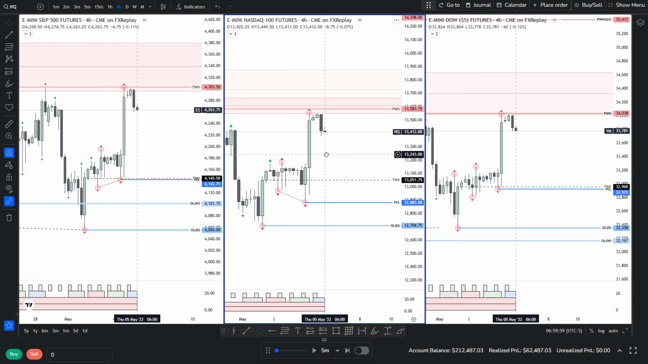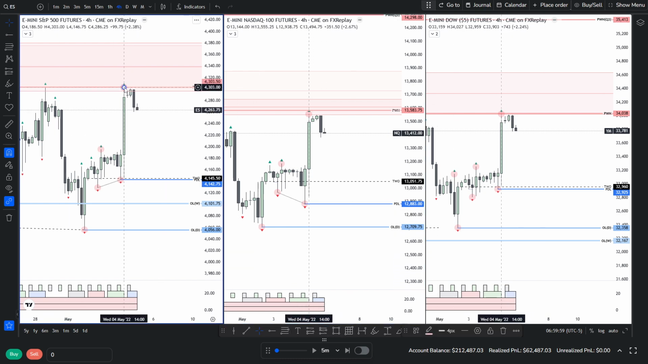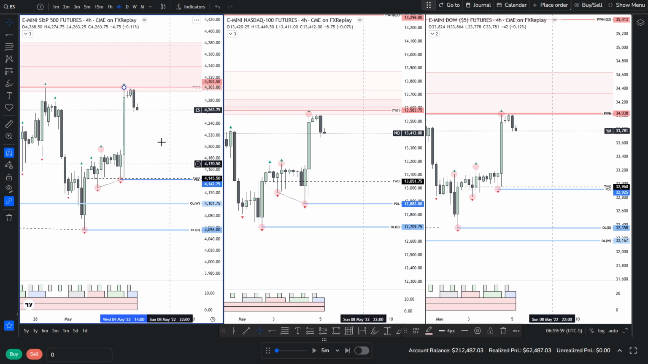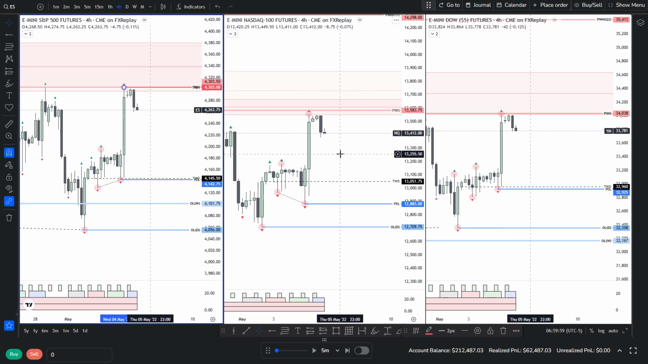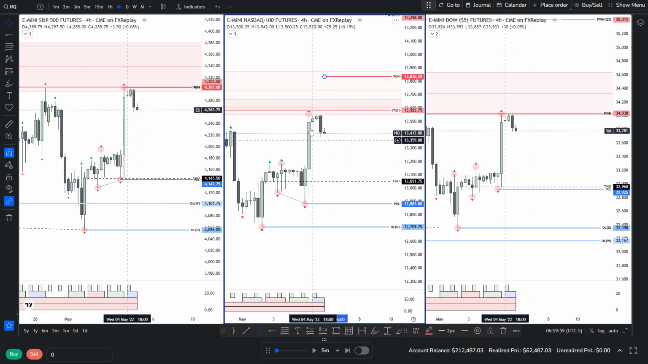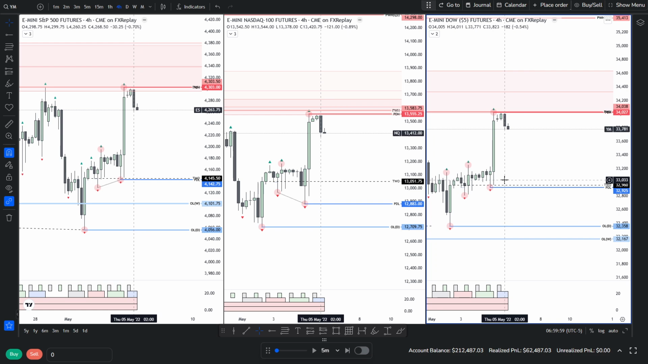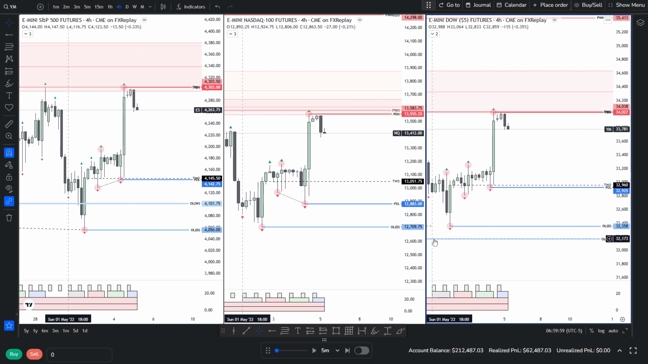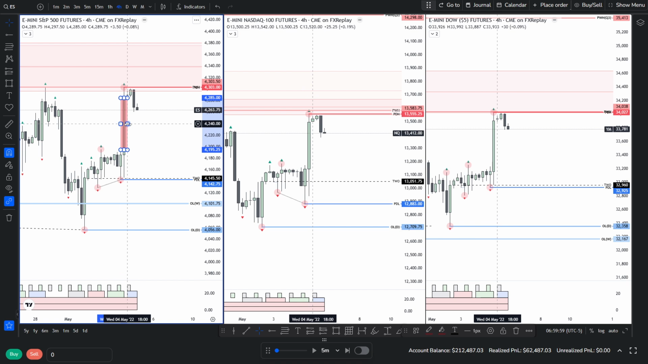Okay. So I am going to note the previous daily high because I do want to see that key price level. Okay, so we've got that range, and then obviously we've got this large H4 imbalance.